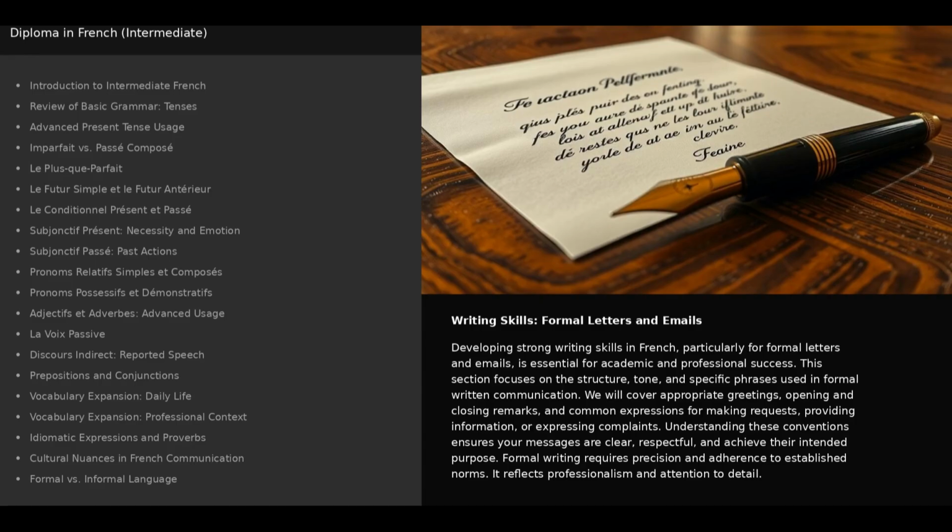We will cover appropriate greetings, opening and closing remarks, and common expressions for making requests, providing information, or expressing complaints. Understanding these conventions ensures your messages are clear, respectful, and achieve their intended purpose. Formal writing requires precision and adherence to established norms. It reflects professionalism and attention to detail.